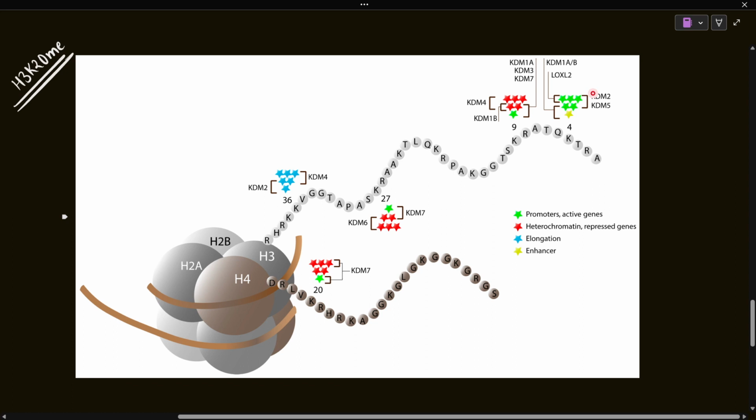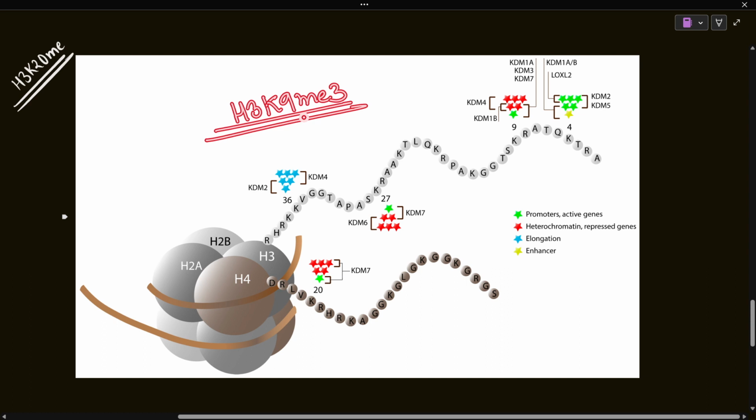But there is again an exception to this rule: in tandem repeats or satellite DNA, there's some part which is active, and that part is regulated by the H3K9 methylation mark. So let me write this point. The H3K9 methylation mark is a repressive mark.